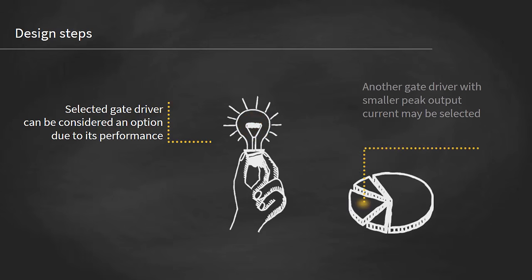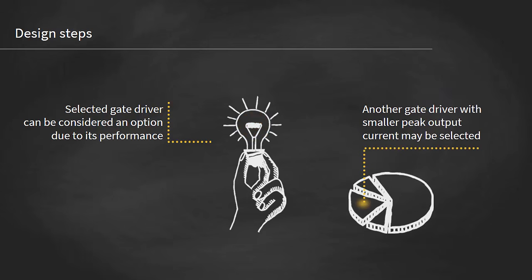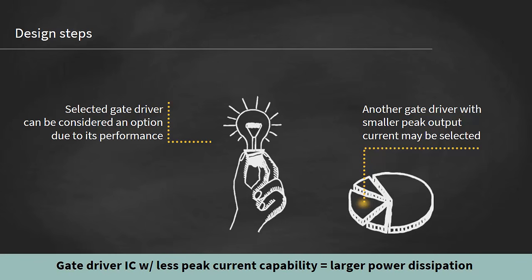Sometimes a gate driver with a smaller peak output current may be selected for price reasons. Its performance in the circuit has to be evaluated again in the lab, of course, because a gate driver IC with less peak current capability will have a larger power dissipation. Let's now explore some topics described in each design step.